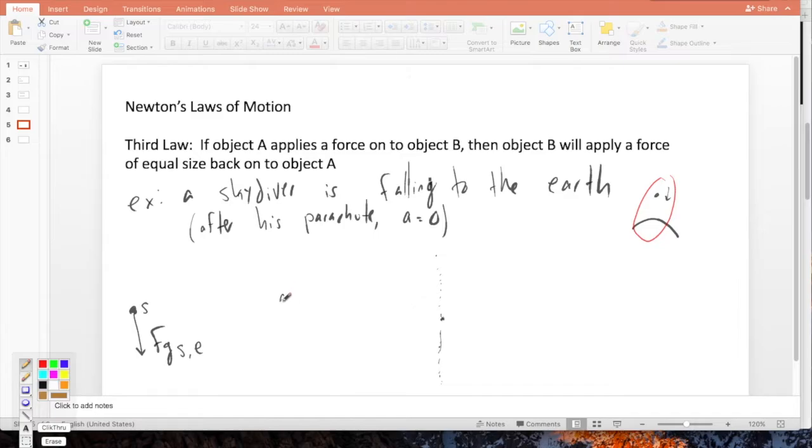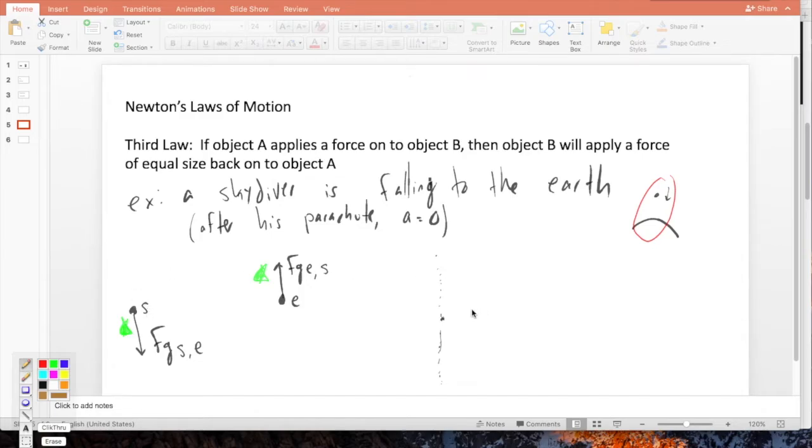What other object is in my system? The Earth. Does the Earth have a force on it right now? Considering all the objects in my system, it sure does. It has a force of gravity felt by the Earth, dealt by the skydiver. Remember, gravitational forces are always attractive between objects. Guess what I have here, ladies and gentlemen? I have a Newton's third law pair, don't I? So this is what the diagram would look like before the skydiver deploys his parachute, ignoring air resistance.